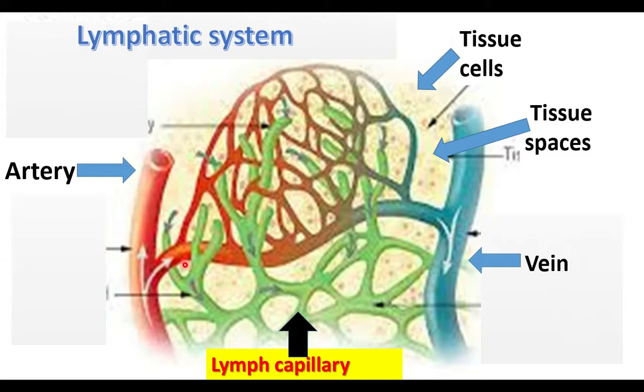Carefully look at this diagram. The red color blood vessel is the artery. The blue color blood vessel is the vein. In between arteries and veins, there are capillaries. We have already discussed this in the previous video. Arteries, capillaries and veins: this shows the circulatory system.